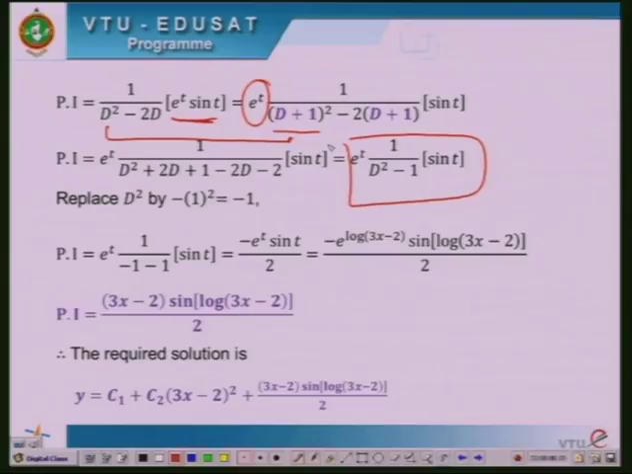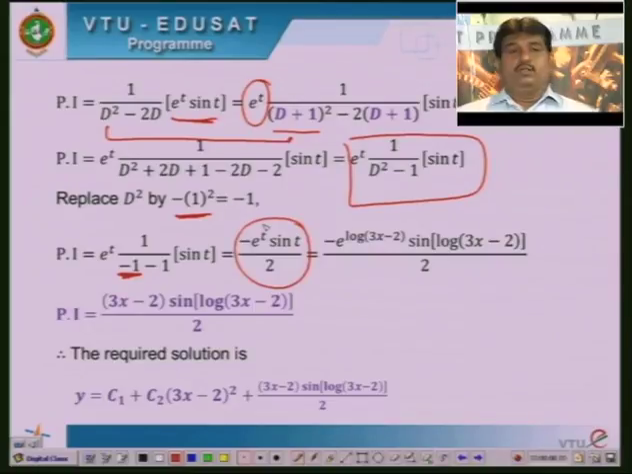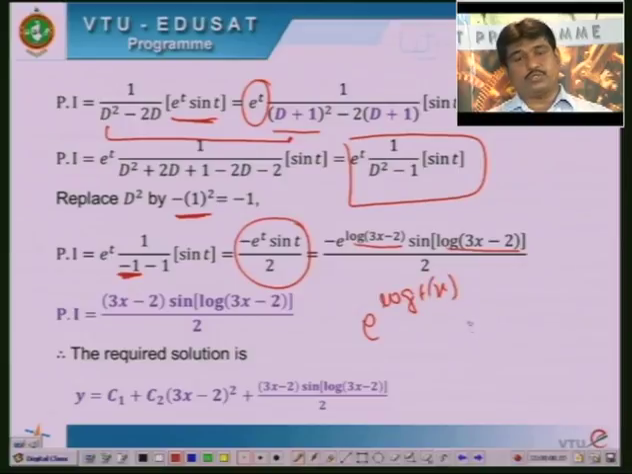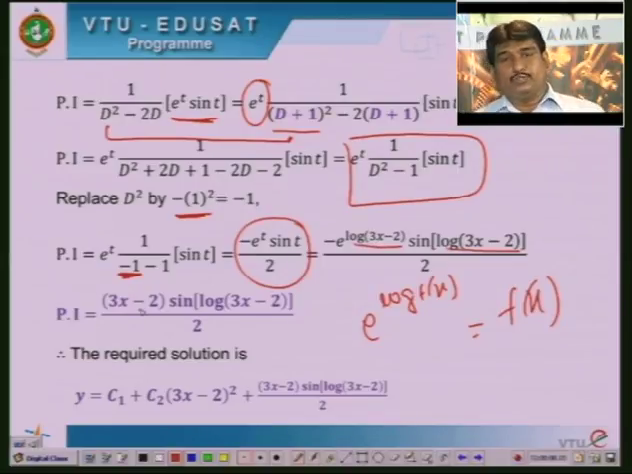Rule is replace D square by minus of a square. A is 1 here, so you have to replace D square by minus 1. So when you replace D square by minus 1, we get PI as minus e to the power of t into sine t divided by 2. Now convert this in terms of x. T is log of (3x minus 2), sine of t, which is sine of log of (3x minus 2). e to the power of log of f of x equals f of x. Use that concept. You can write this e to the power of log of (3x minus 2) as (3x minus 2) into sine of log of (3x minus 2) divided by 2.